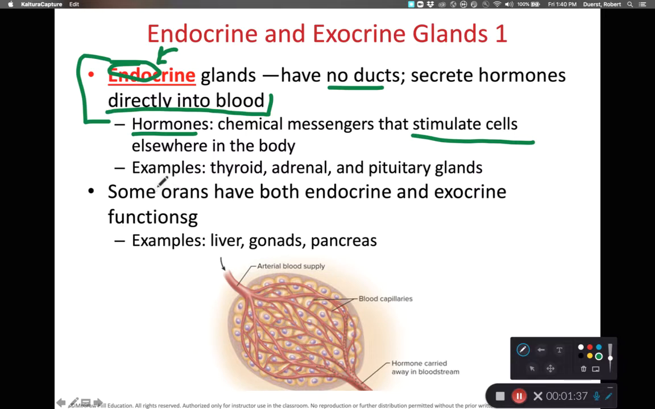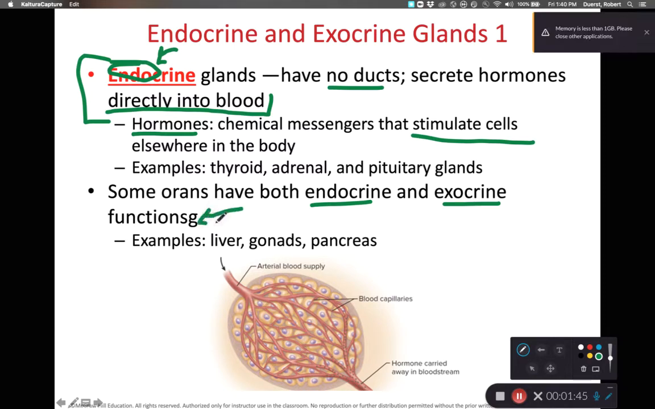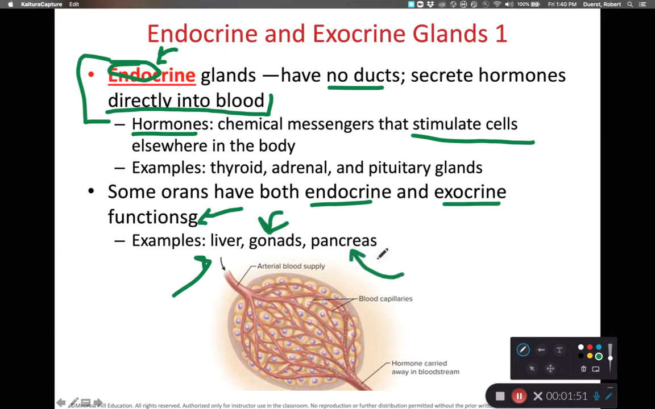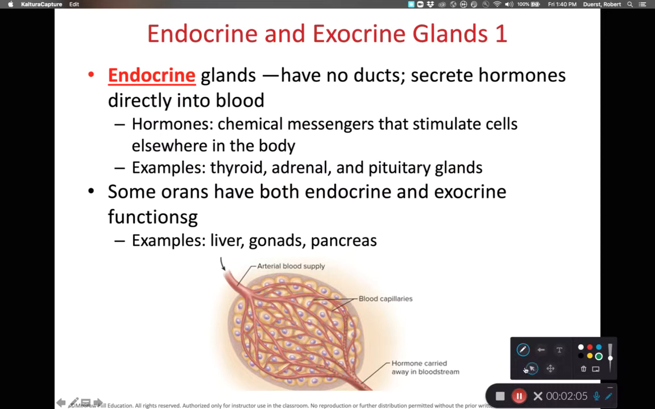And here's a mild typo here, it's ORGANS. Some organs have both endocrine and exocrine functions. There's my G right there, oops. For example, the liver, the ovaries and testes, and our pancreas are double duty organs that make secretions that leave the body and make secretions that stay in the body. Some examples of endocrine exclusive glands include the thyroid, adrenal, and pituitary glands.